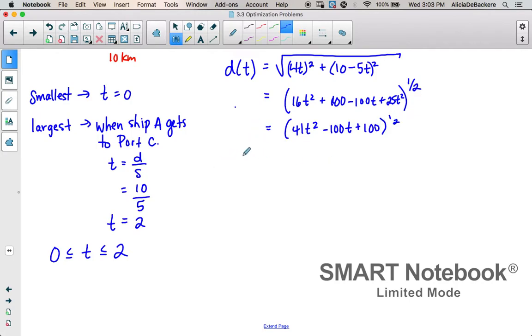All right, so I've got this simplified function. I'm going to take the derivative. So I'm using the chain rule here. I brought the exponent down, subtracted 1 from the exponent, and now I'm going to take the derivative of the inside function.